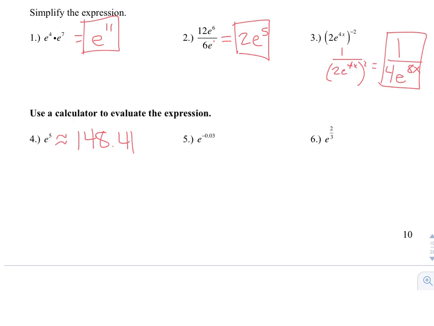So again, we're going to press 2nd and the LN button. I'm going to type negative 0.03. And it should give you the approximate value of 0.97. For number 6, e to the 2/3 power. So press that blue 2nd button. The LN button should bring up the e for you. Type 2 divided by 3 for the exponent. Make sure you put that in parentheses. And then it should give you the approximation 1.95.